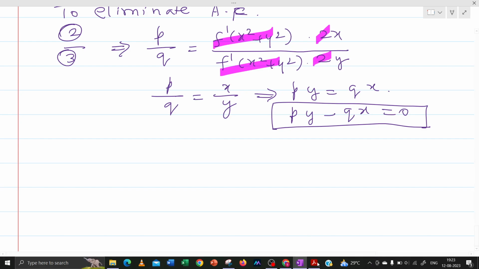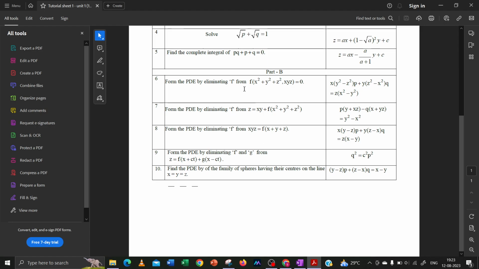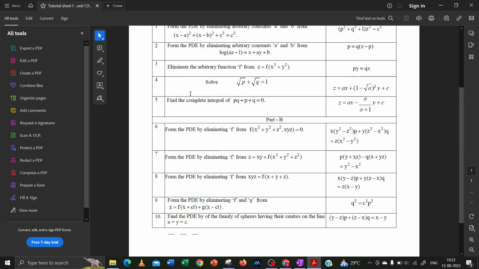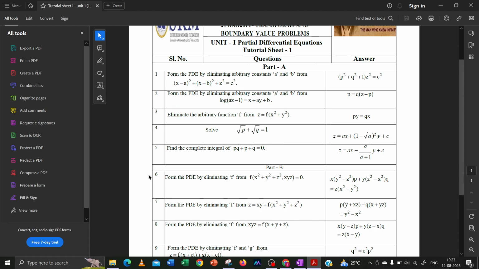Next is part B, sixth problem. Up to now we have discussed part A. In the first question, only one thing to correct: it is not x minus b, it is y minus b whole square. Please note this down, and the remaining things we have solved. We have solved the first 5 problems in that class. In the next class, we will see the solutions of part B. Thank you. See you in the next class.